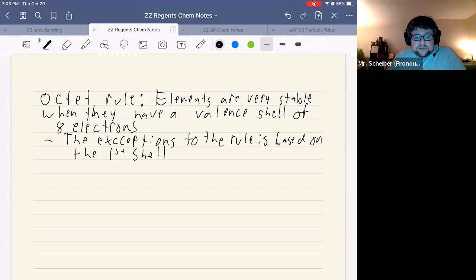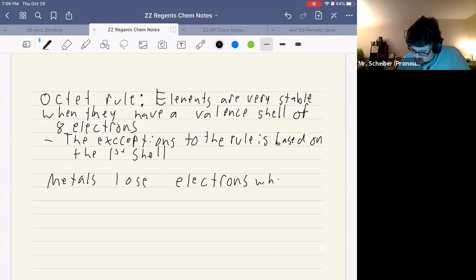So what we're going to do now is practice drawing Lewis dot structures. And remember, I read over this already, but remember that metals lose electrons when they become ions. So let's start with drawing, I don't know, the calcium Lewis dot structure. So this is the atom.